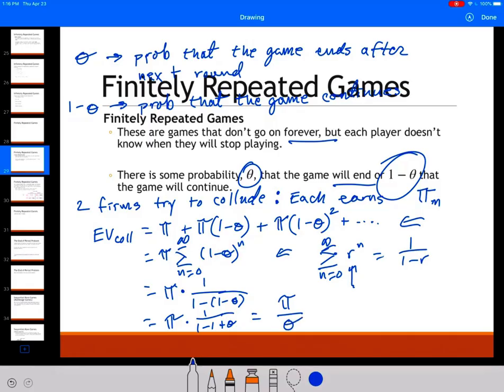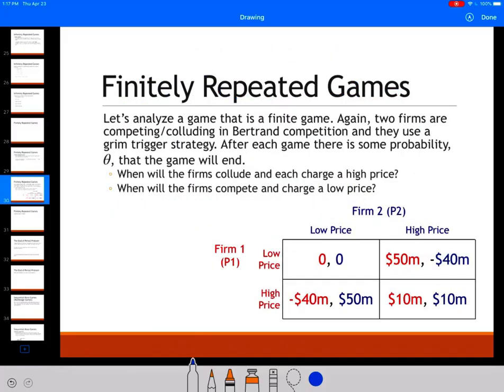So that's what you can use to solve these types of problems, right? The expected value of colluding, that is, being able to collude for some unknown amount of time, is just the profit you're going to make divided by the probability that the game ends. Okay, so it's a nice simple way to think about it. Let's work through this one.